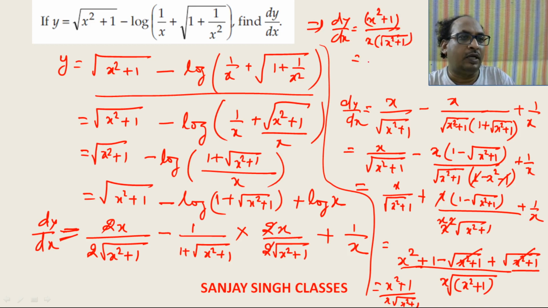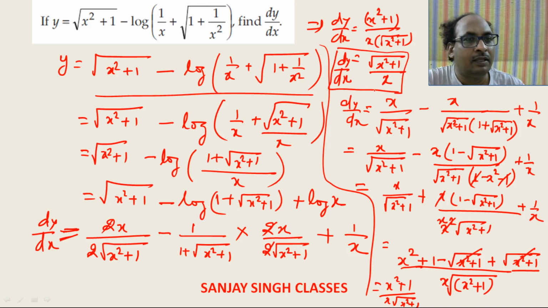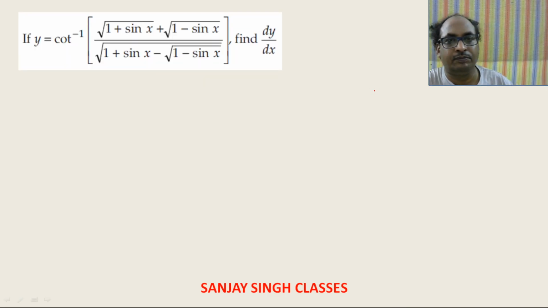So x square plus 1 at the top will get cancelled, and we will get dy by dx is equal to whole root x square plus 1 divided by x. Okay. Now next question, 1 plus sin x and 1 minus sin x. Here also we will go for a little bit of the concept of trigonometry, we will utilize it.